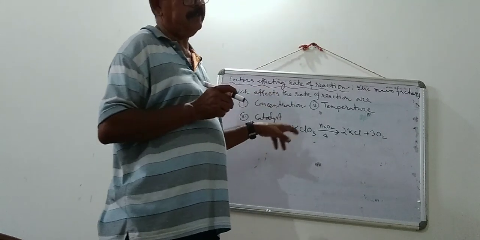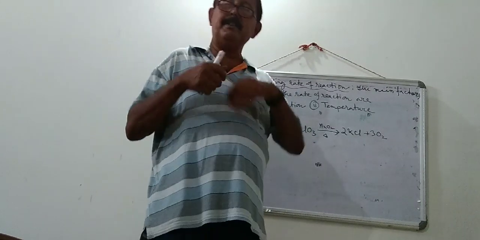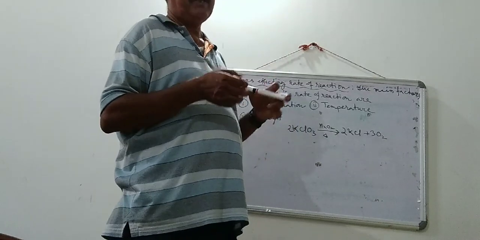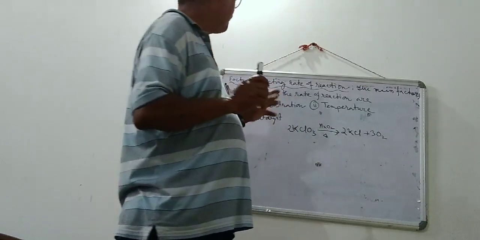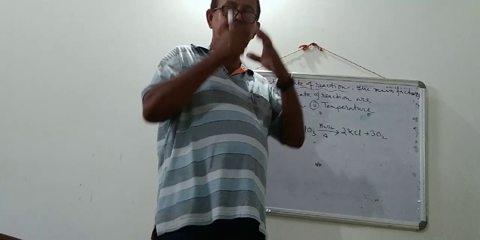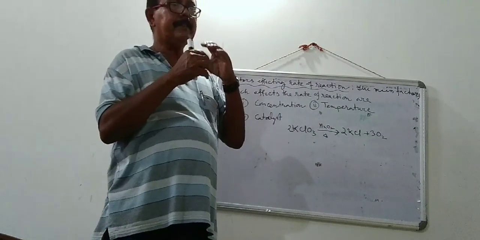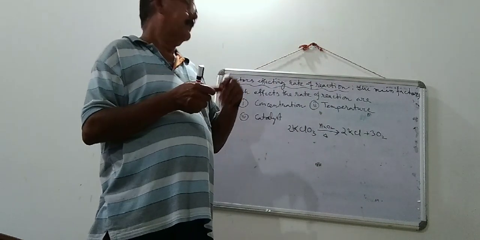There are two types of catalysts. We shall discuss this later on. There is a positive catalyst and a negative catalyst. There are some substances which also retard. Retard means the reaction becomes slower when they are added. These are called negative catalysts.